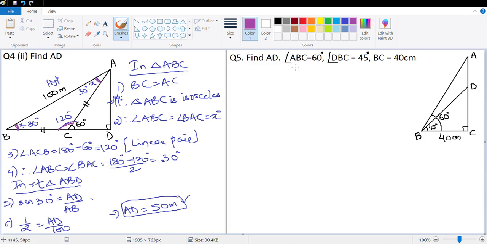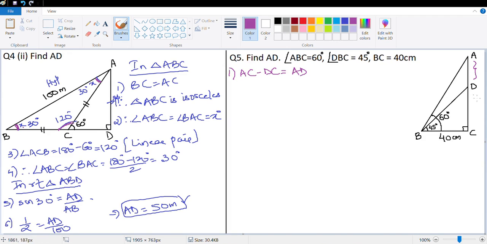It says find the length of AD, angle ABC is equal to 60 degree. Okay, so for the big triangle ABC is 60, for the small triangle DBC this is 45, and the base BC is given as 40 centimeter. We need to calculate the length of AD. So AD, which is this, would be equal to AC minus DC would be equal to AD.